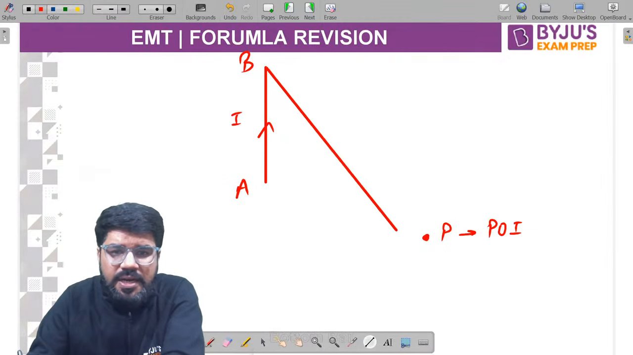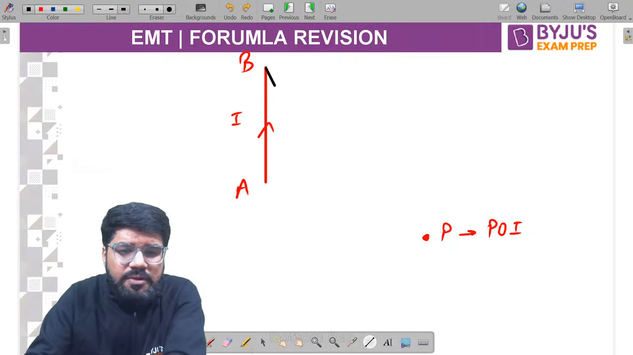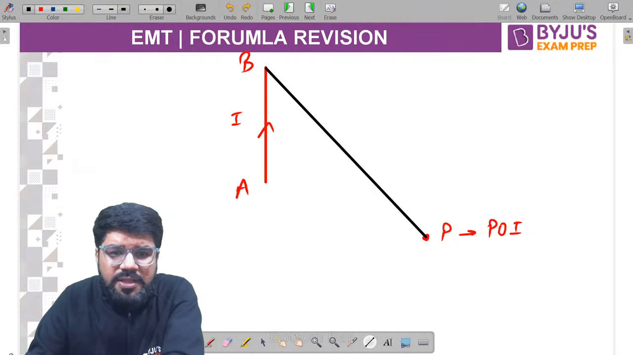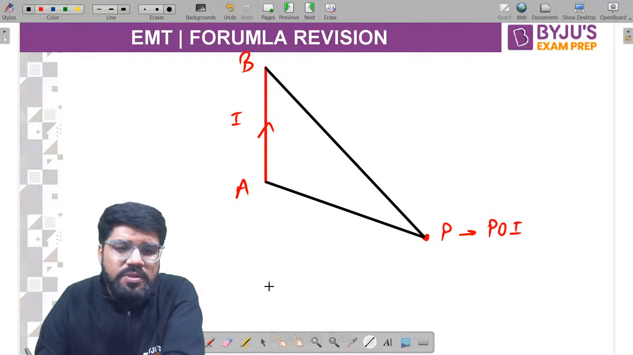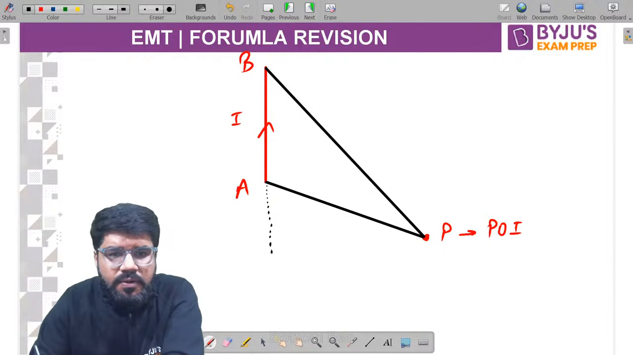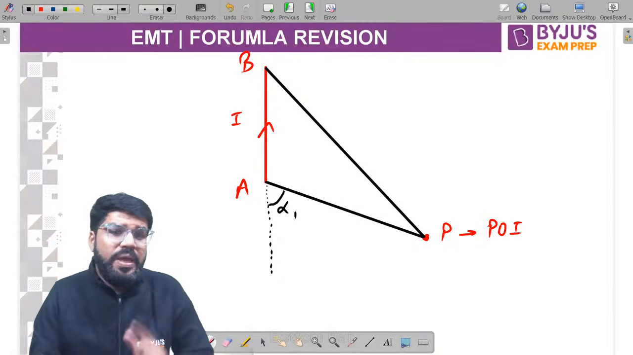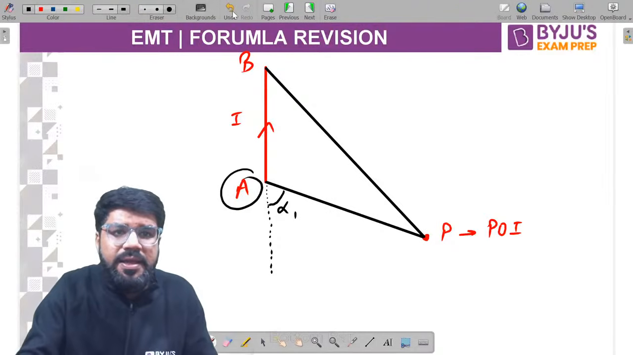Now everybody understand the formulas. What is alpha 2, what is alpha 1, what is rho, let me explain everything here. First of all, join the point of observation to both the ends of the wire. Alpha 1 is the exterior angle with respect to the starting end. So where is the current starting? It is starting from A.